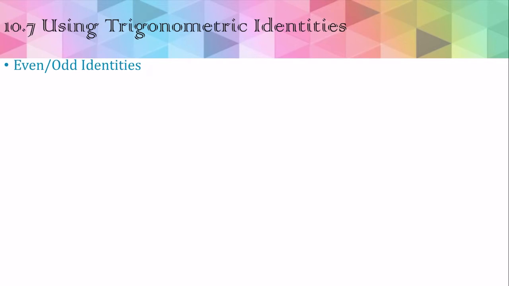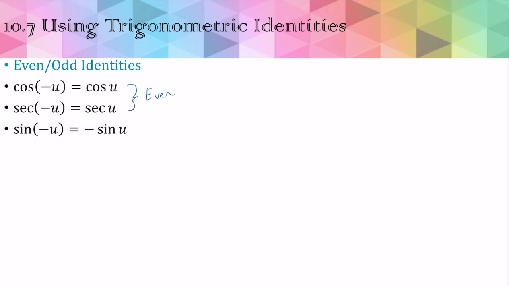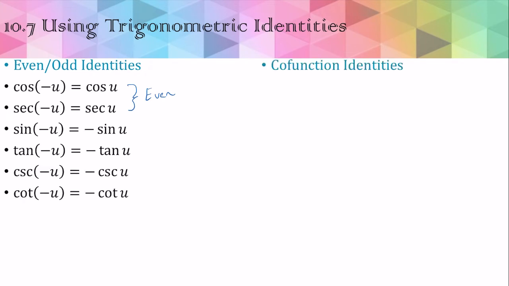And even more identities, even odd. Cosine of negative u equals cosine of u. Same thing for secant. So that's even. That's the definition of an even function. So the function of a negative input equals the same thing as the function of the positive input. The rest of these are odd. Sine of negative u equals negative sine u. Tangent of negative u equals negative tangent of u. And so on. So those are odd.